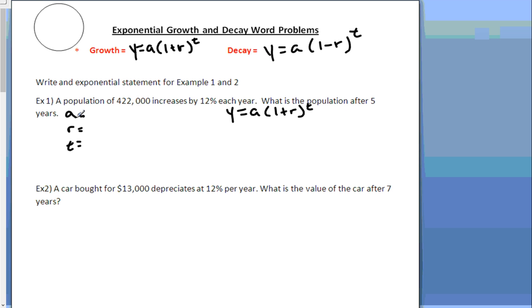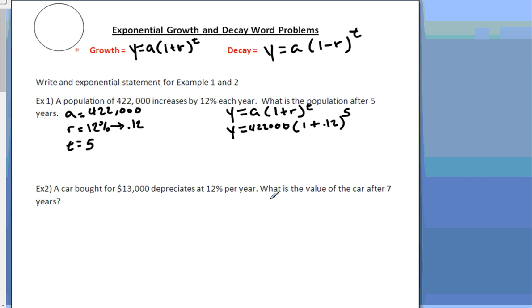Okay? A is my initial amount. How much did I start with? How many people did I start with before they started growing? 422,000, right? What's my rate? 12%. But I need to turn that into a decimal, so 0.12. Okay? And then the time, how long is this going on for? For 5 years. 5. Then all I have to do is fill in the blanks. Y equals 422,000 times (1 plus 0.12) to the 5th power.